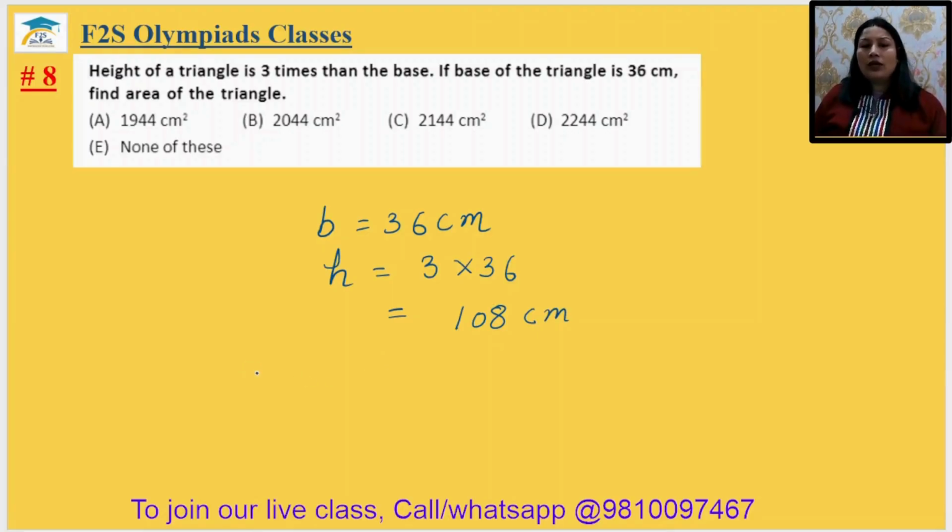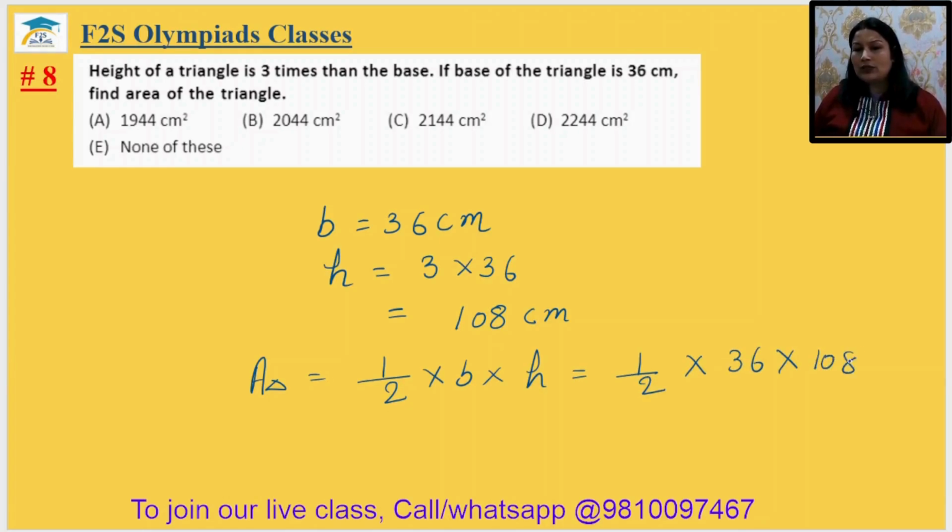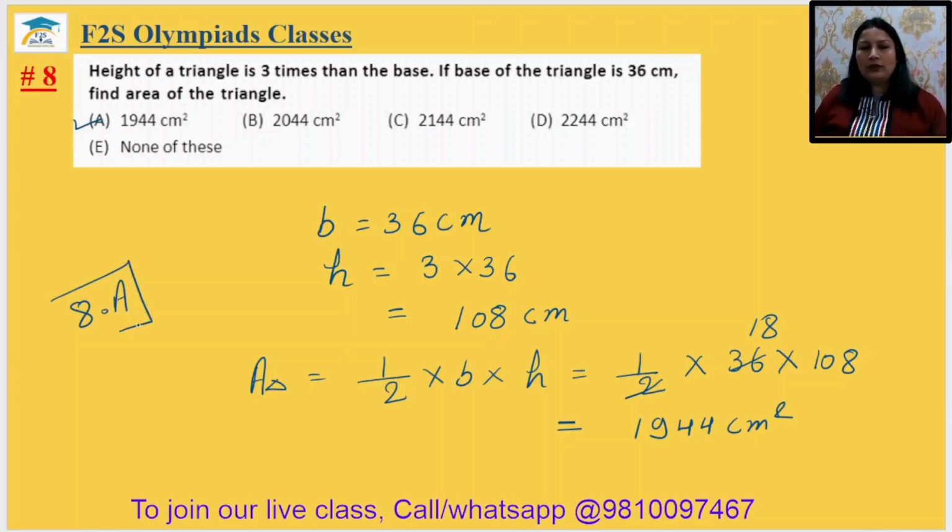Now, area of the triangle. We have to find the area of the triangle. We know that it is half into base into height. So, 1 by 2 into base, which is 36, into height, which is 108. After multiplying, you will get 1944 centimeter square. It is in option number A. The eighth answer will be option A.